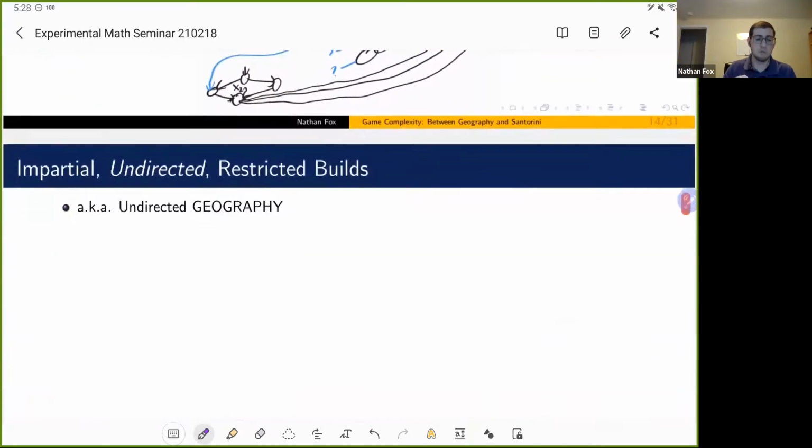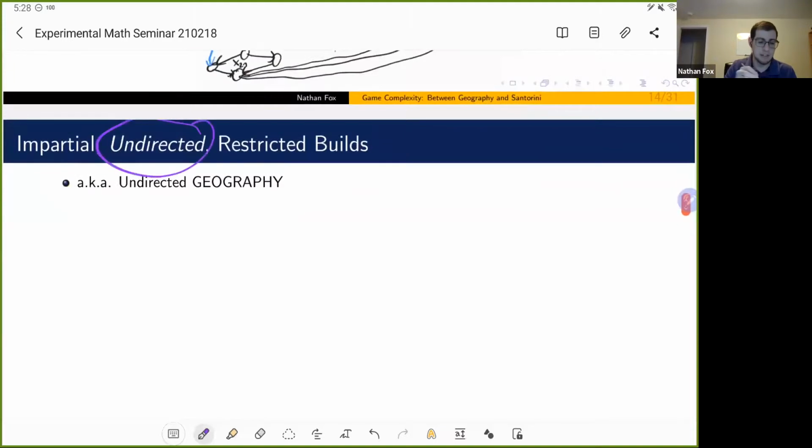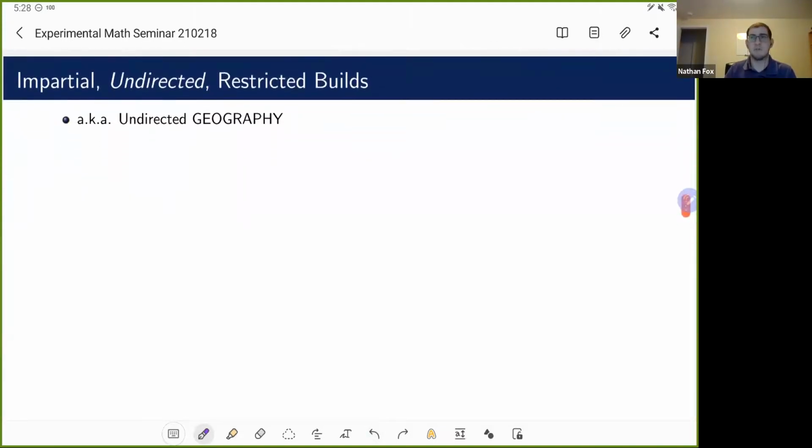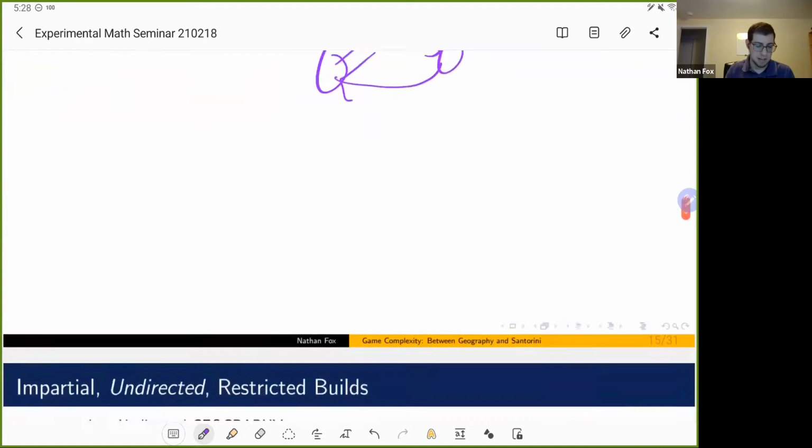Whenever I change a rule from geography, I'm going to italicize it up in the title of the slide. So now we're playing undirected geography. Same rules as geography, but every edge is undirected. So that can't change much, right? The only thing we're changing is that if you have an arc going this way, you also have an arc going that way. Otherwise, the rules are the same. There's no way that changes the complexity of the game, right?